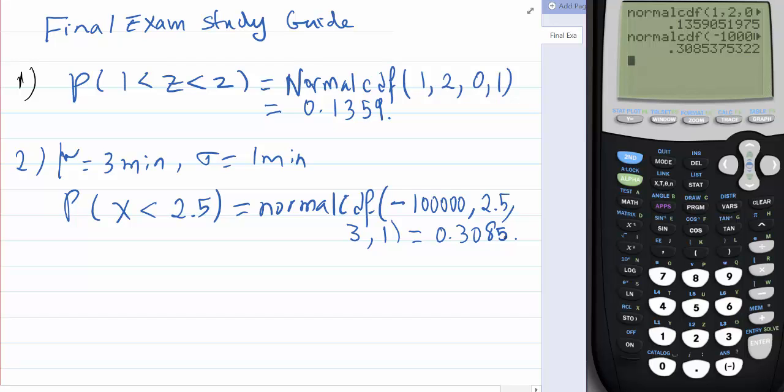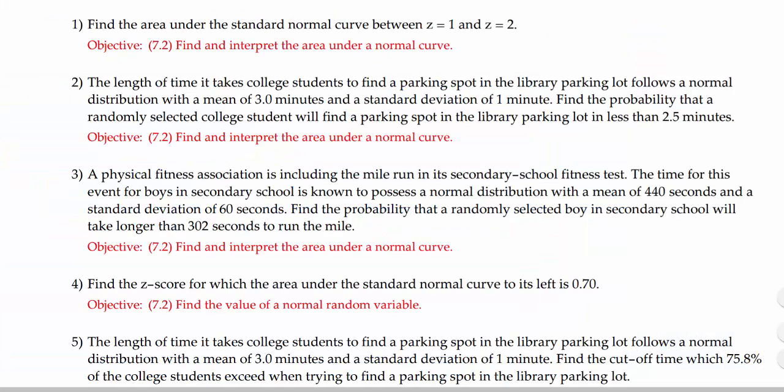Question number 3. A physical fitness association includes the mile run in its secondary school fitness test. The time for this event for boys in secondary school is known to possess a normal distribution with a mean of 440 seconds and a standard deviation of 60. So the mean is 440 and the standard deviation is 60. Find the probability that a randomly selected boy in secondary school will take longer than 302 seconds to run the mile. Longer than. All right.